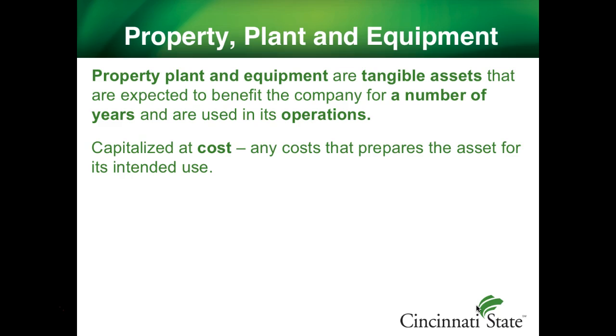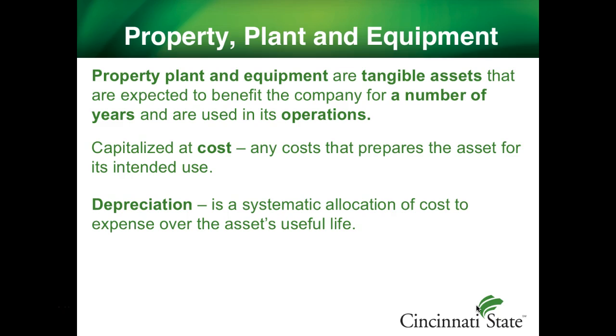As the asset is used, depreciation has to be recognized. Depreciation is a systematic allocation of cost to expense over the useful life. There are three factors determining the amount of depreciation: the acquisition cost, useful life, and salvage value. Useful life is the company's estimate of how long they will use the asset. The IRS has published a table suggesting the useful life of various classes of fixed assets.